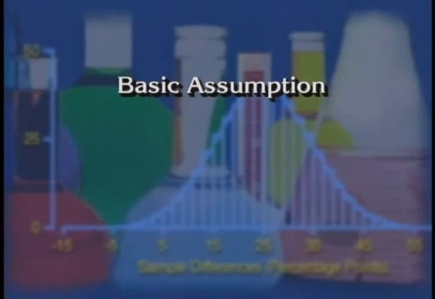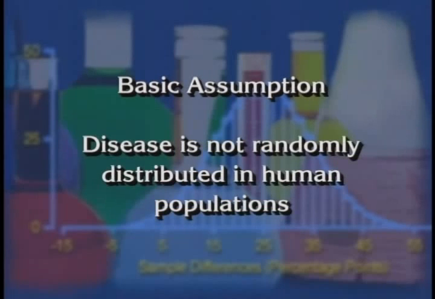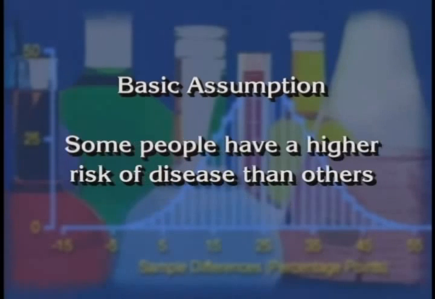Underlying all this is the basic assumption that disease is not randomly distributed in human populations. That is, some people have higher risks of disease than others. And what we want to do is to account for why the risk is higher in some people than another, in order to identify factors that can be modified in order to prevent disease.